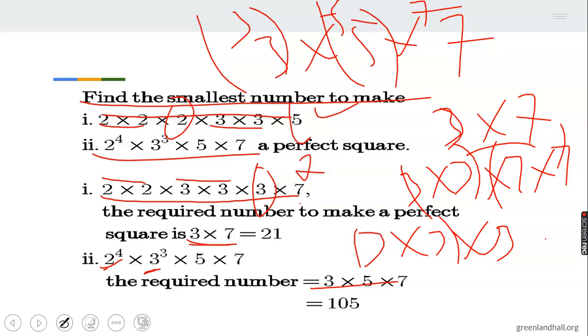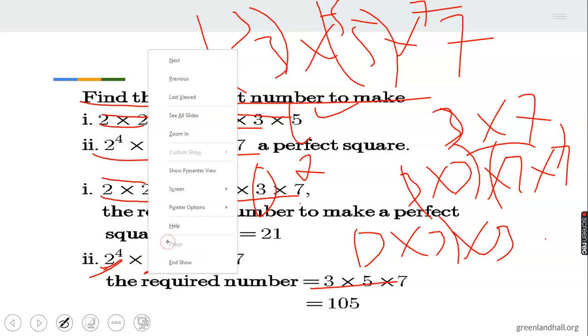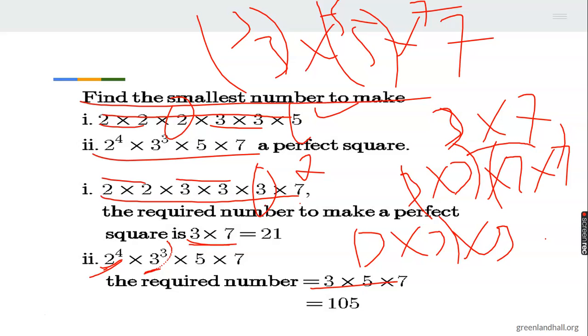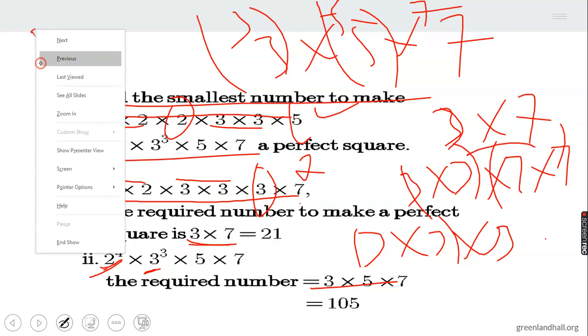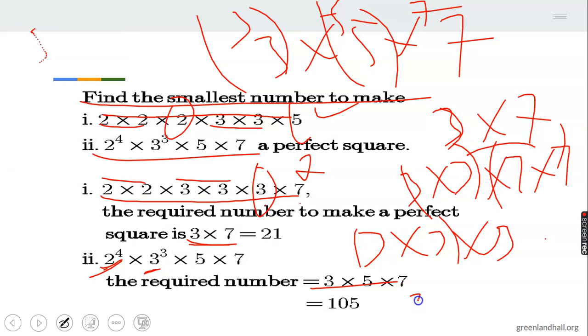Take it to 18 again. 2 raised to the power 4 times 3 raised to the power 3 times 5 times 7. Now when you write this one in an expanded form, it will be 3 times 3 times 3. When you remove the even part from it, it means only one 3 remains. It will remain 3 times 5 times 7. That means we need one more 3, one more 5, one more 7 to make them even. That means we have to multiply by 3 times 5 times 7 to make it an even number.